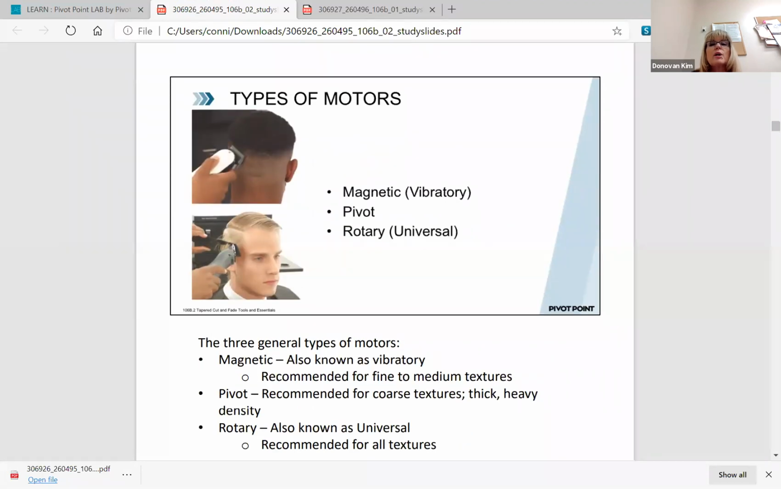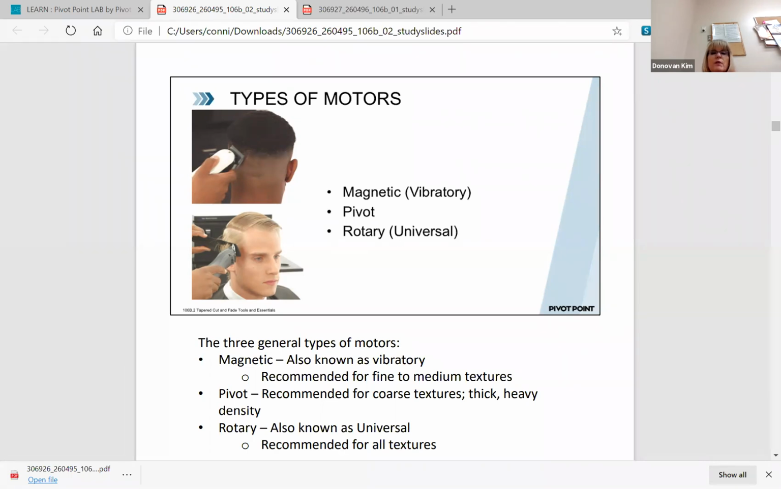You have magnetic motors, pivotal motors, and rotary motors. These magnetic motors are known as vibratory. They're recommended for fine to medium textures. Usually not too much wet hair, not really soaking wet. Damp hair would be okay, but not really, really wet hair. Pivotal motors are recommended for coarse textures, thick, heavy density.